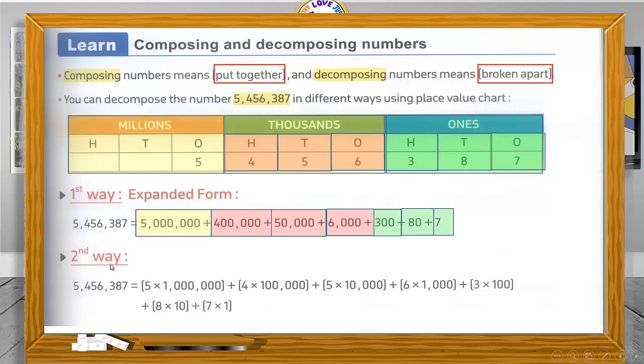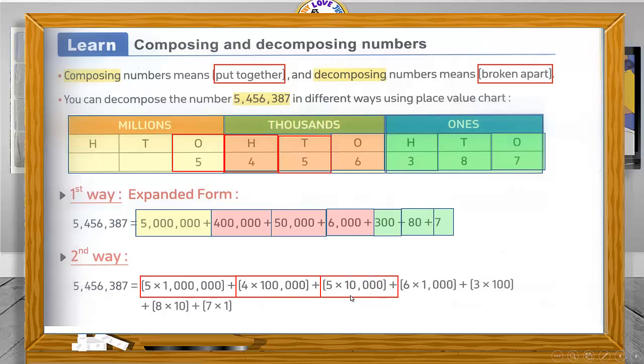Decompose the number with the next way, or second way. We have here in the place value chart 5 in 1 million. That meaning you should multiply 5 times 1 million. We have 4 in 100,000s. That meaning you should multiply 4 times 100,000. 5 in which place? In 10,000s place. That meaning you should multiply 5 times 10,000.